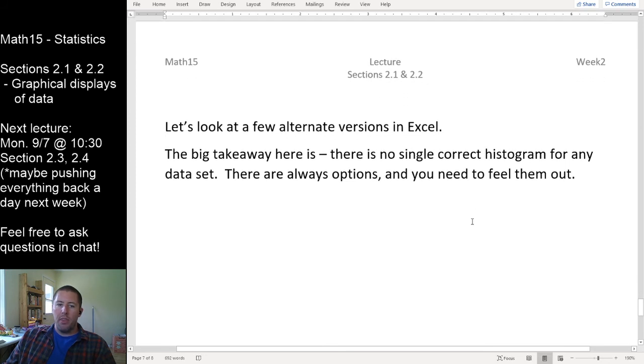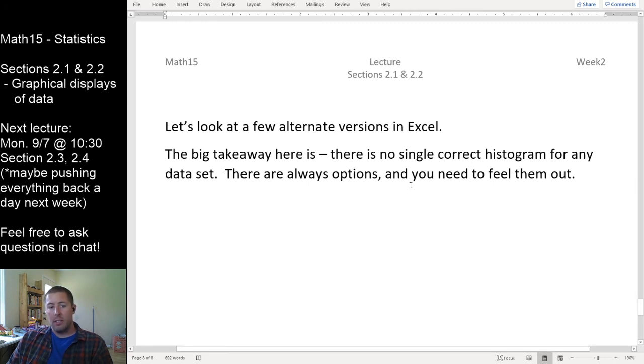The big takeaway, before I click away to our other screen here, is that there are always several histograms that might be the best histogram. Eventually, we'll get to some histograms that are really bad ideas that don't give us a good sense of the information, but there's never really one truly correct histogram for any situation. There are always choices out there, and we need to understand what the good information and the bad information are that we get out of each of these histograms.